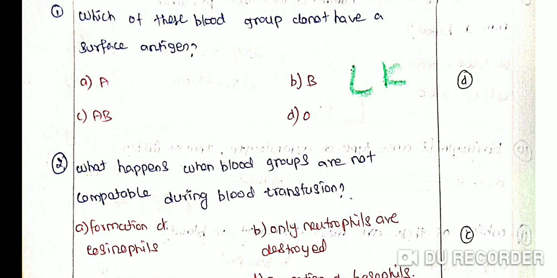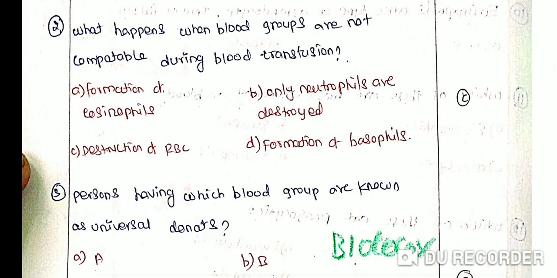What happens when blood groups are not compatible during blood transfusion? Option A, formation of eosinophils. Option B, only neutrophils are destroyed. Option C, destruction of RBC. Option D, formation of basophils. The correct answer is option C, destruction of RBC. A successful blood transfusion takes place only when the blood group of the donor and the recipient are compatible. When the blood groups are not compatible, it results in the destruction of RBC.